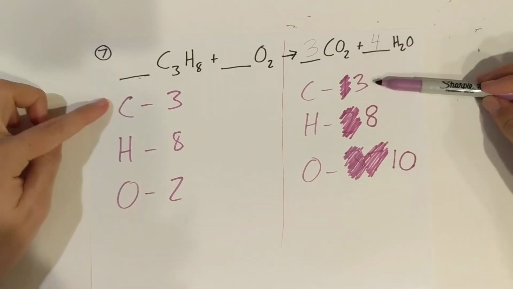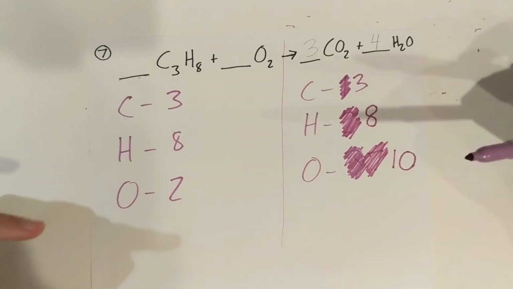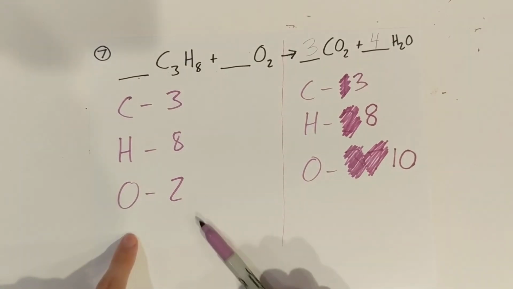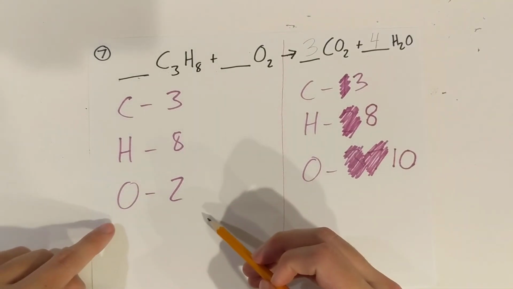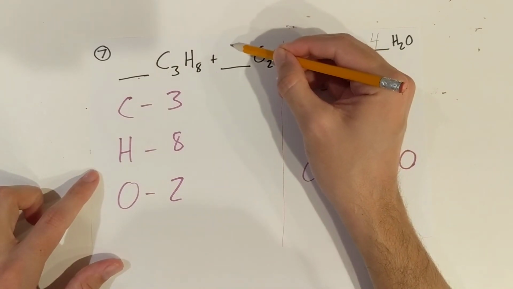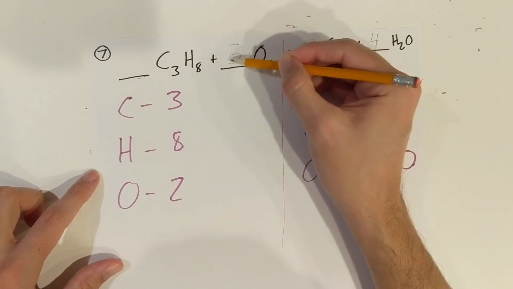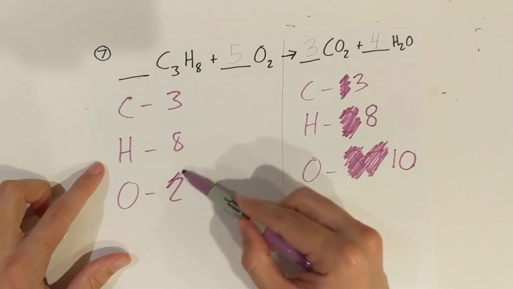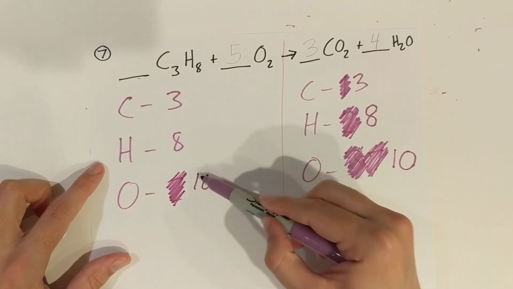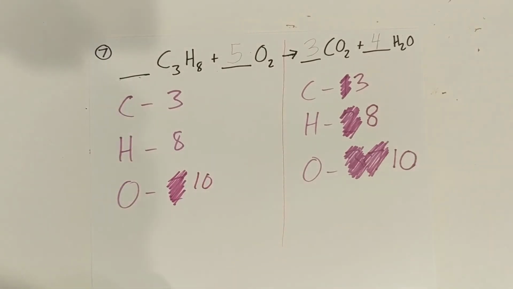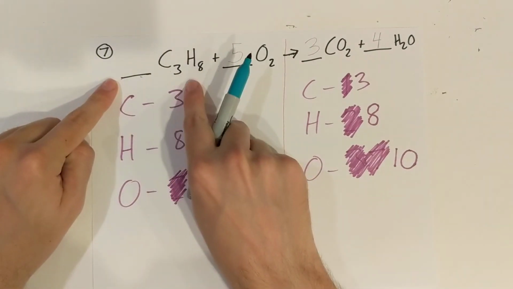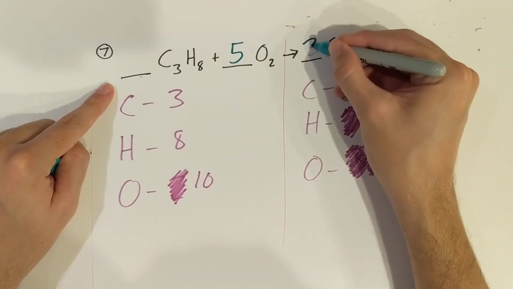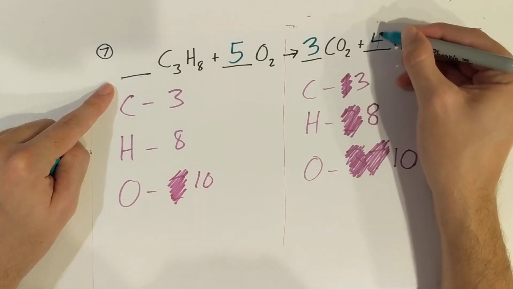So now carbon, they balance out. Hydrogen, they balance out. We need to make sure our oxygens balance out now. And in order to get 10 oxygen on this left side, throw a 5 right here. I would need 5 O2 molecules, because 5 times 2 is 10. And now they all balance out. So our answer would be 1 propane, 5 oxygen molecules, 3 carbon dioxide, and 4 water.